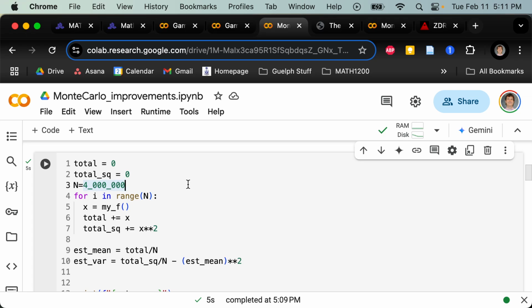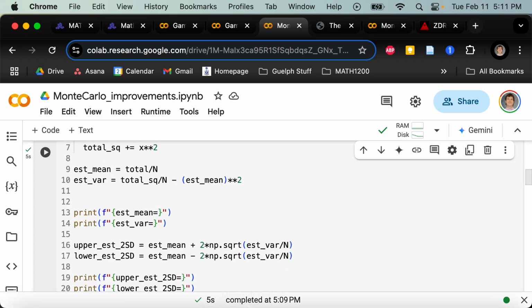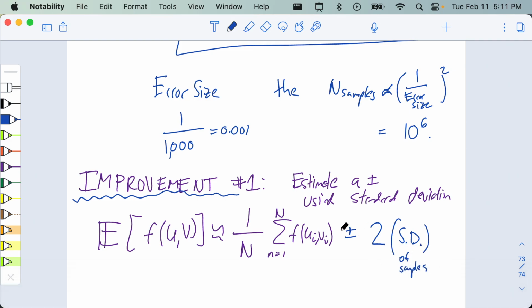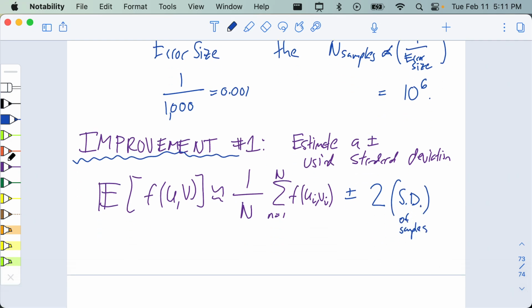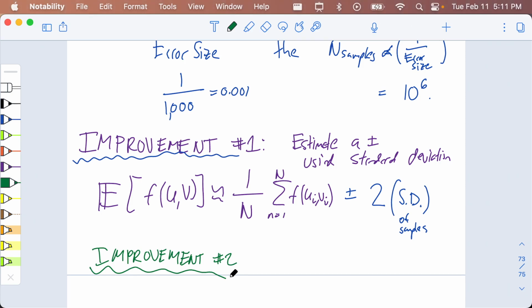Okay. So that's one improvement. Can anyone suggest another improvement? That was improvement number 1. There's a whole laundry list of improvements. Improvement number 2: we want to make it faster and better. What else could we do?